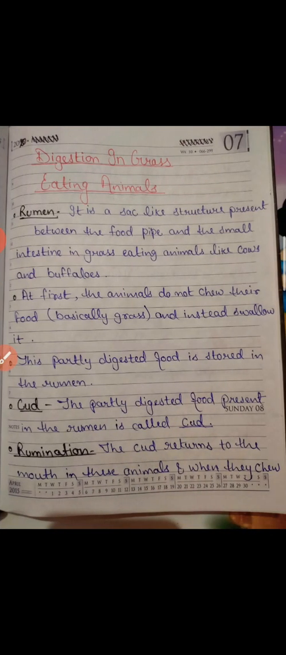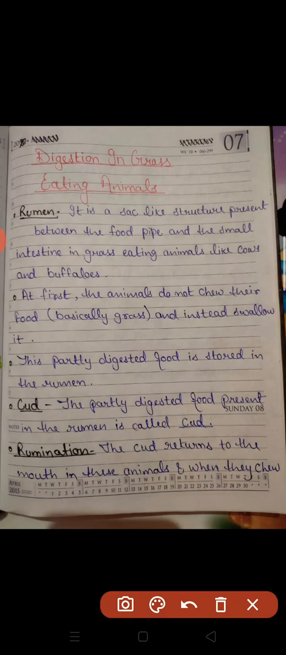Maybe you have observed that some animals like cow, buffalo, and other grass-eating animals chew continuously. They have something in their mouth which they chew all the time. Actually, when they eat food they just swallow it, and they store that food in a sac-like organ which is called the rumen.